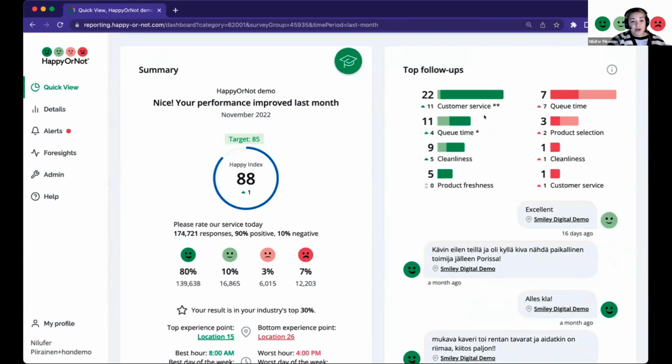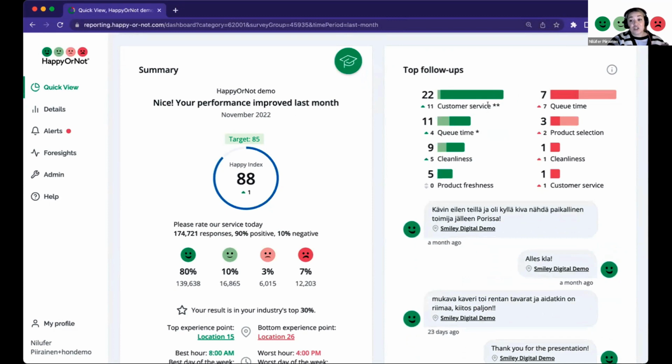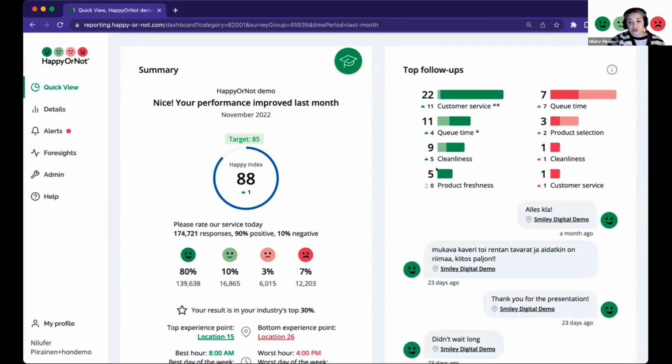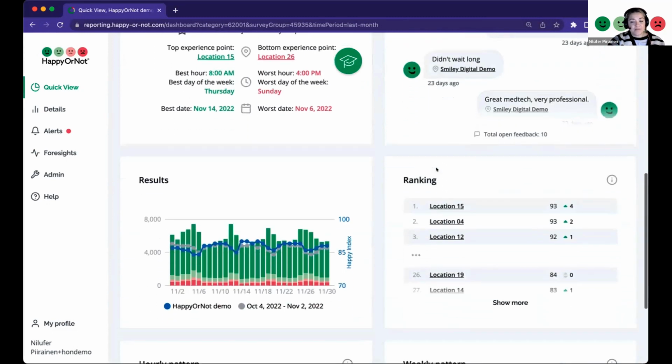If you see here a highlight or pain point that has 2 asterisks, that means that the finding is statistically significant. And if there's 1, it is likely to be significant. And that is also a premium feature, the asterisk feature.